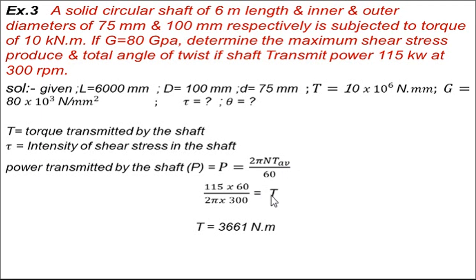So there is only one unknown, the torque. Put all the values here: 115 kilowatt into 60, 2 pi N, where N is the number of revolutions per minute, and 300 rpm is given in the problem. So there is only one unknown T; simplify and solve to calculate the torque applied, which is 3661 Newton meter. So this torque T we determined.